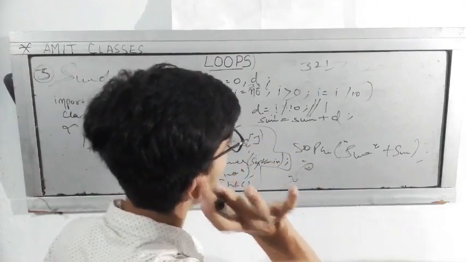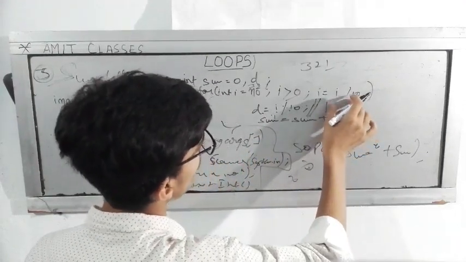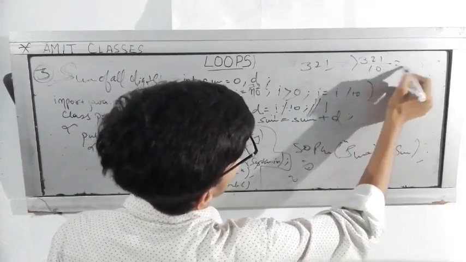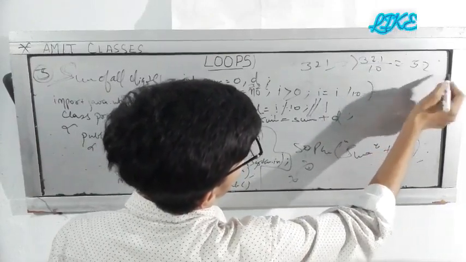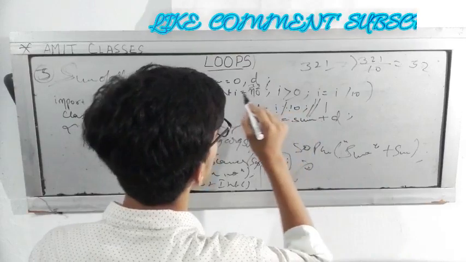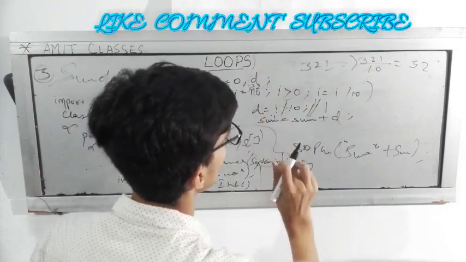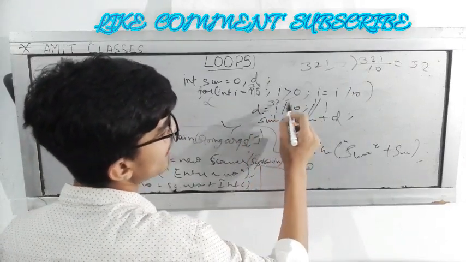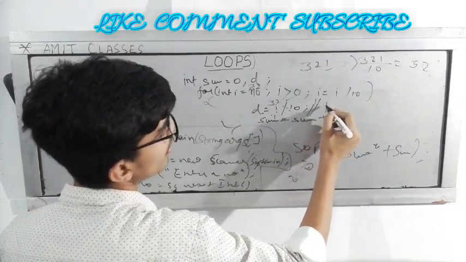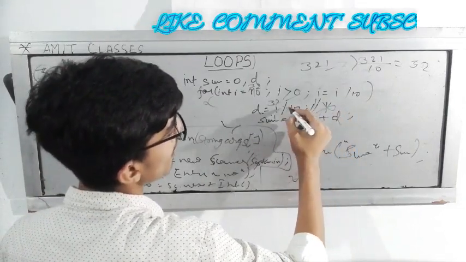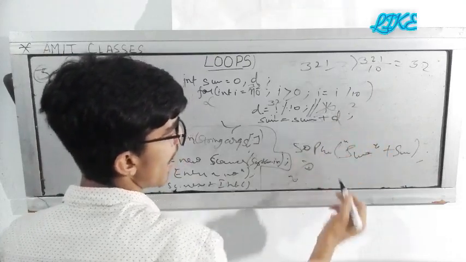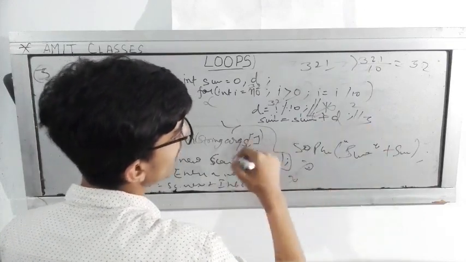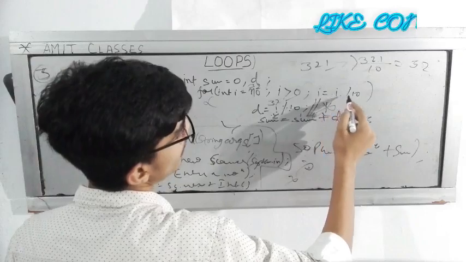Now here there is the condition that i is equal to i by 10. So 3 2 1 by 10 is equal to, the point will go up, 3 2. Now i is equal to 3 2. 3 2 is more than 0. Yes. Now i is equal to 3 2, and 3 2 mod 10 is equal to, this time, 2, and sum was 1. 1 plus 2 is equal to 3. Here sum will be 3, and i will be i by 10.